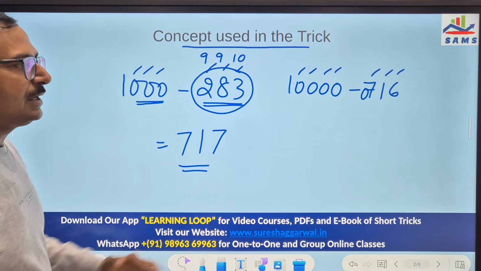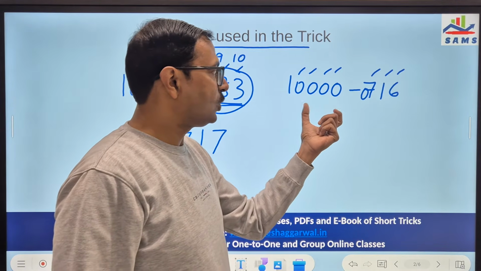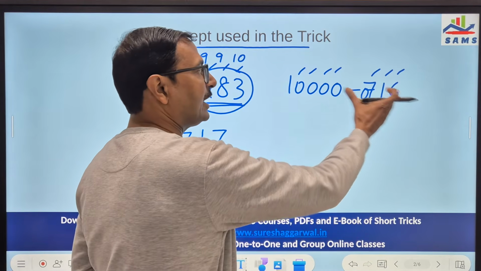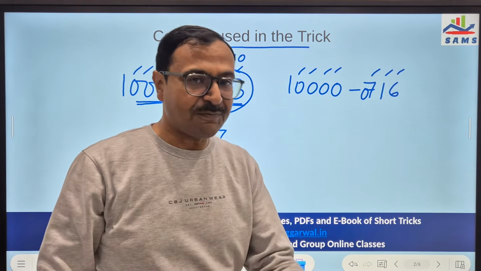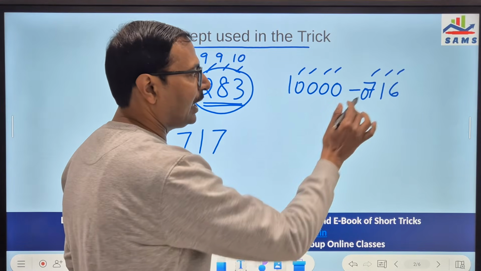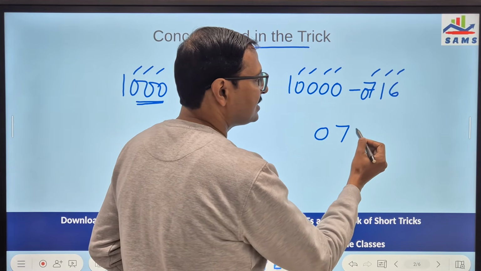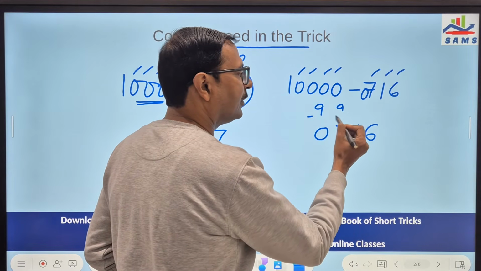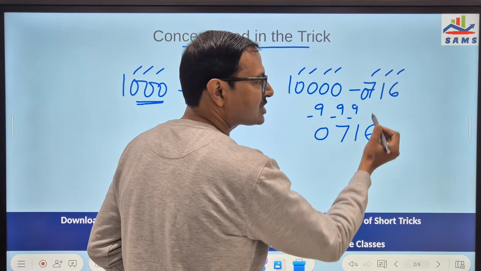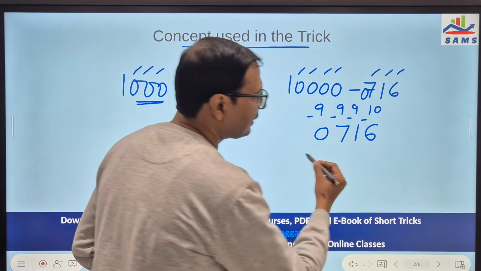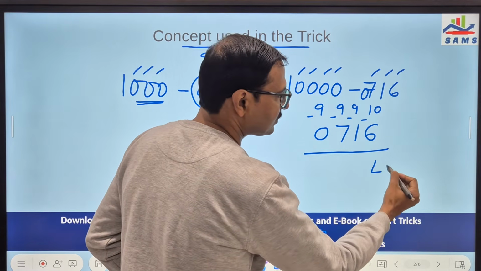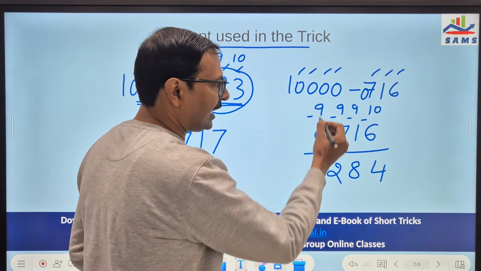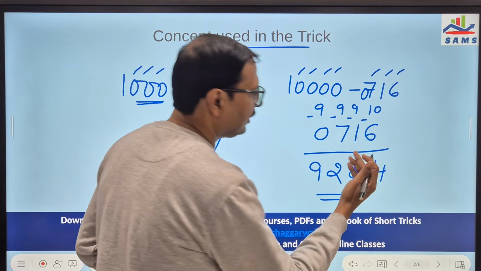And likewise here you have 4 zeros and 3 digits, so I equalized the number of digits with the number of zeros by prefixing a sufficient number of zeros, and I just know that the number is 0716, and I have to do all from 9 like this and last from 10. So I'll get my answer directly. See, 10 minus 6 is 4, 9 minus 1 is 8, 9 minus 7 is 2, and 9 minus 0 is 9, and here you go.